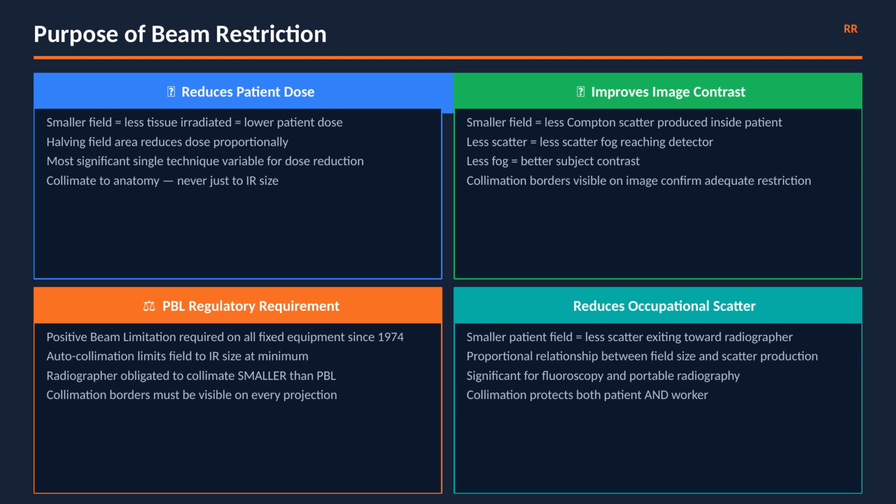And it reduces occupational scatter. Less patient field means less scatter exiting the patient toward the radiographer. Collimation is not just a patient protection tool, it's yours as well.